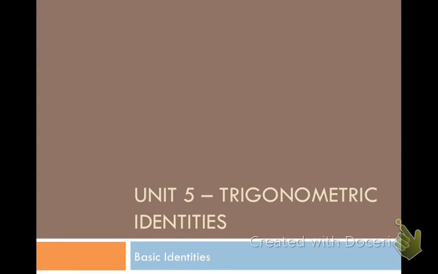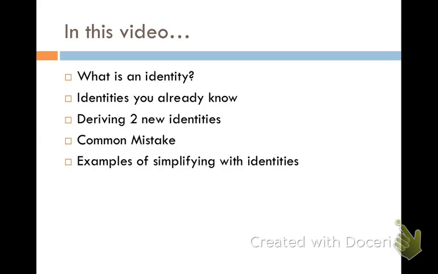Unit 5 is about trigonometric identities. I'm going to start you off today with the basic identities. So first we need to talk about what an identity is, and then there will be some identities that you actually already know. We'll derive two new ones, I'll show you a common mistake, and then we'll run through some examples.